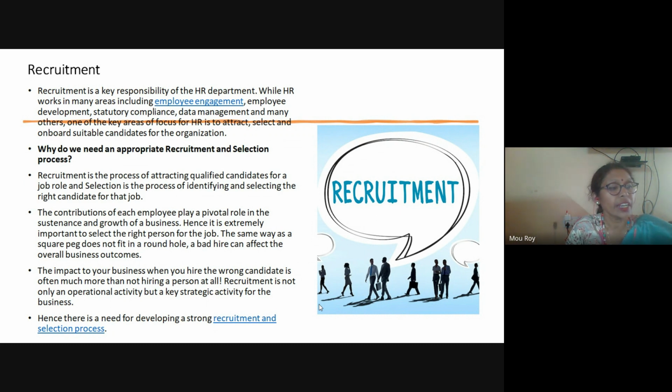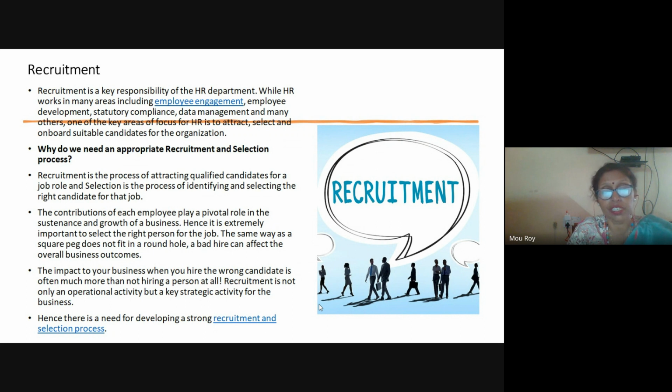Okay. Then recruitment and selection are very crucial processes for any organization because they directly impact the quality of the talent that is being hired and the overall success of the organization.